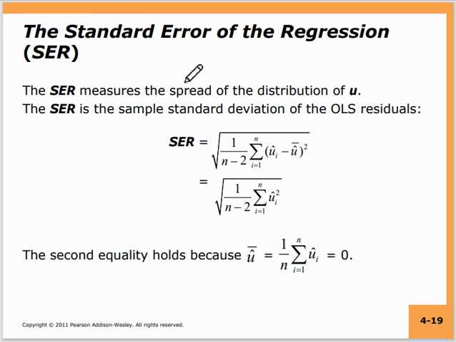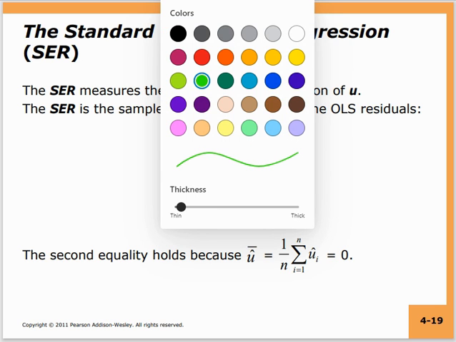Next, we will talk about the standard error of the regression. Now, standard error of the regression measures the spread of the distribution of u. So basically what it means is, suppose you look at u itself as a random variable. So once you have built your regression line, let us use a different color.